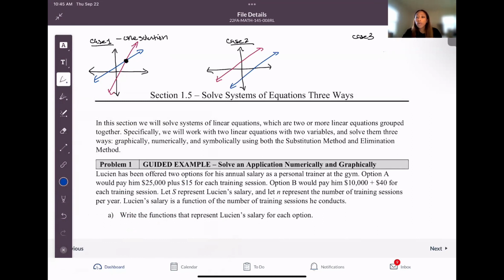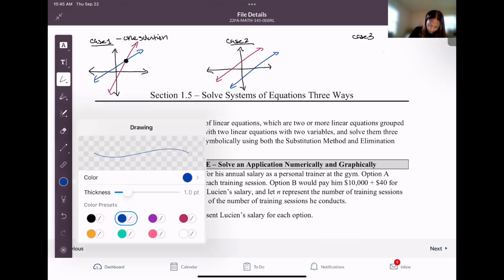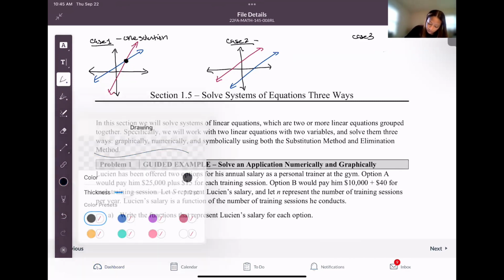And then what points do 2 parallel lines have in common? They don't have any points in common. They're parallel. Parallel lines do not intersect. So they have no points in common. This would be a case where there is no solution. No solution because they have no common points.